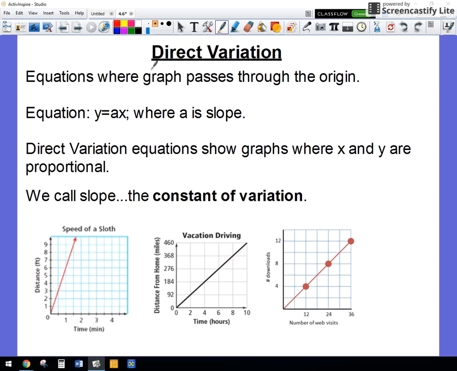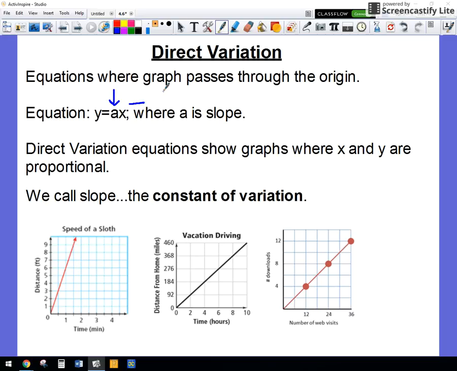Okay, so direct variation, if you remember from last year, is another way of saying proportional, which means that x and y increase at the same amount. And in this situation, the amount that it increases by is a. Why they call it a when there's no y-intercept at the end, I don't know. Last year it was k, this year it's a, and slope is m.